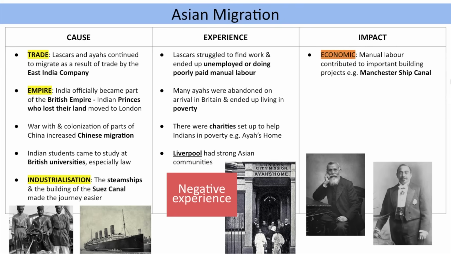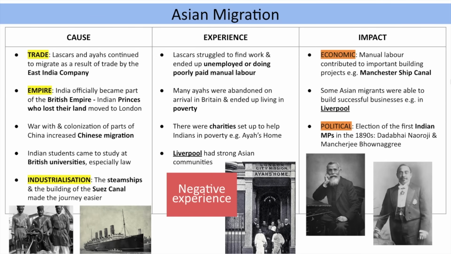In terms of impact, there's a clear economic impact. The manual labour that they work on contributes to building projects like the Manchester Ship Canal, as well as other canals, railways, bridges. Some Asian migrants are able to build successful businesses, and again, you can use the case study Liverpool as an example here. And you can also see some political examples in the elections of the first Indian MPs right at the end of this period.